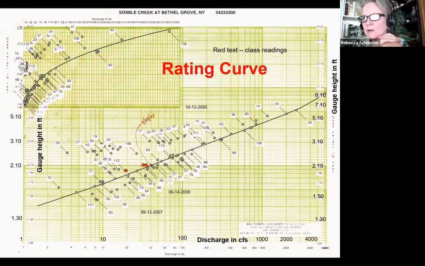And what you see is that we now have a relationship. We don't have to go out every day to measure discharge. We just need to know what the gauge tells us in terms of the depth. If it says it's 3 feet deep, we're getting about 100 cubic feet per second.